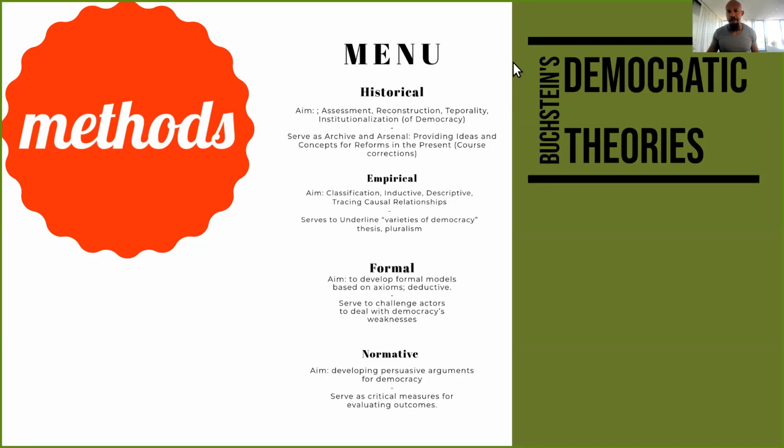So just to see what's on the menu, I am very much interested in a genealogical approach, but before I get to that, I wanted to outline Hubertus Buchstein's four theories of democracy, or four categories of democratic theory. So Buchstein suggests that there are four different theories, the first of which being historical, second being empirical, third being formal, and the fourth being normative.